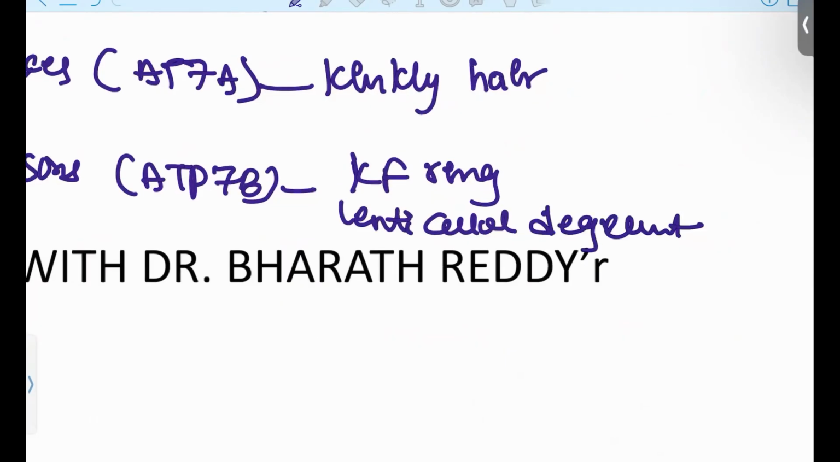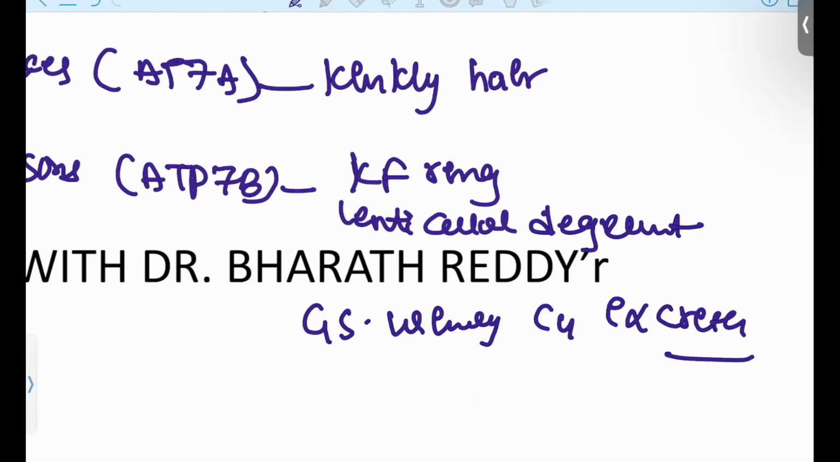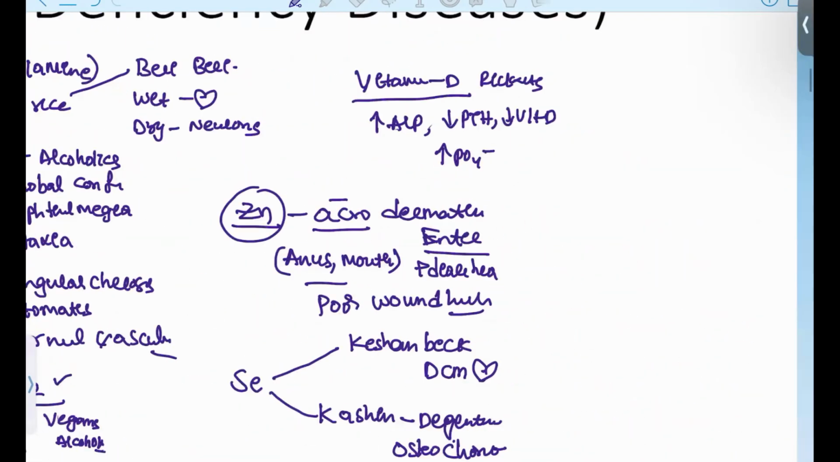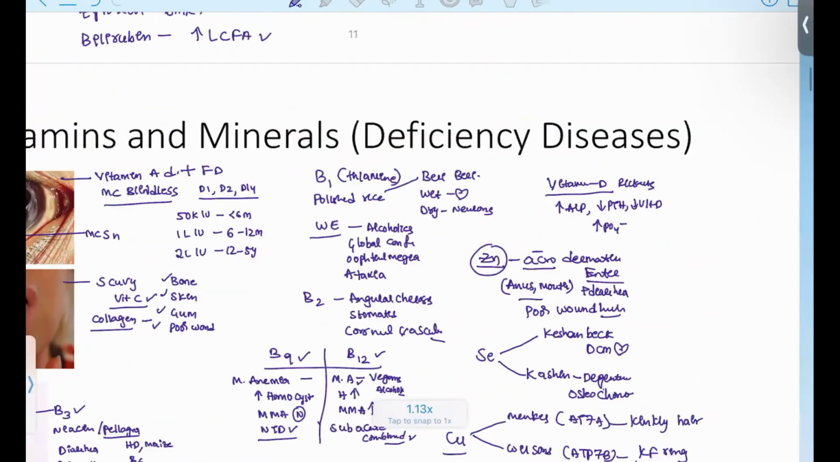And what is the gold standard test for this patient? That is the urinary excretion. So urinary copper excretion should be monitored for this patient. These two conditions are for your copper. At least these minerals and these vitamins should be known for the examination.